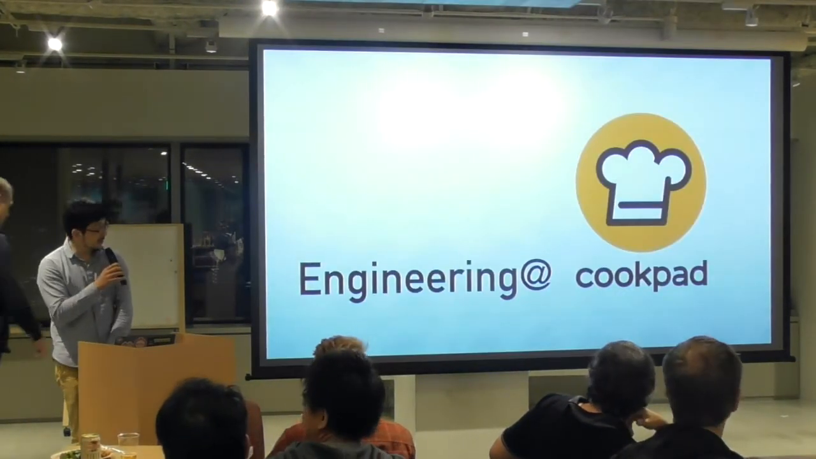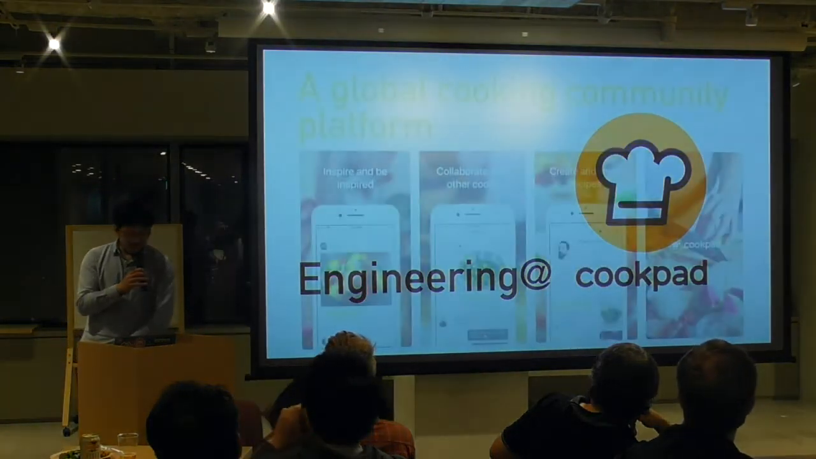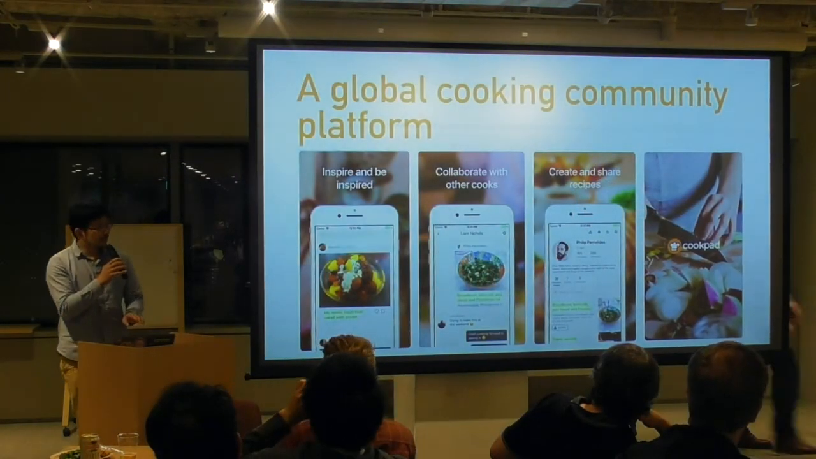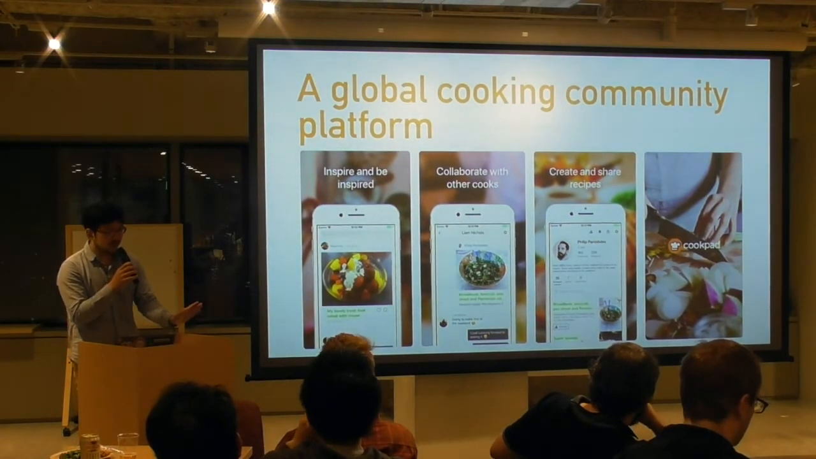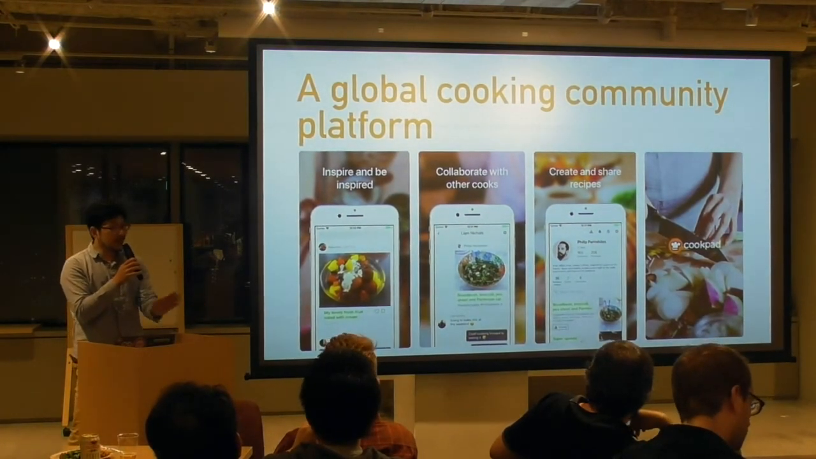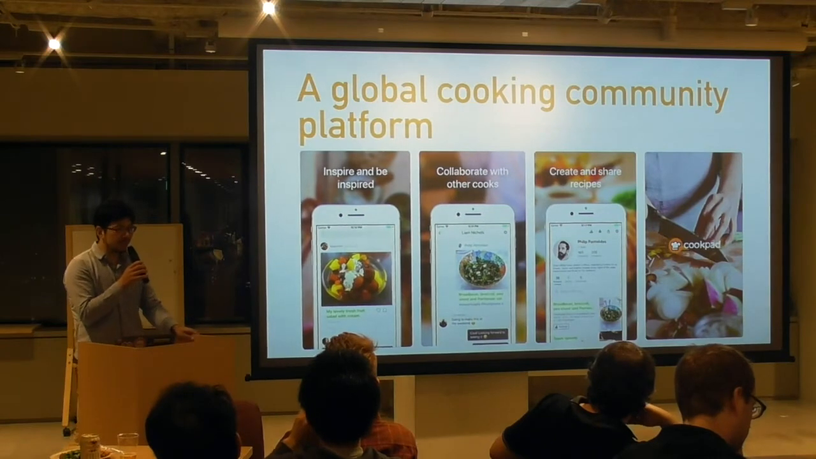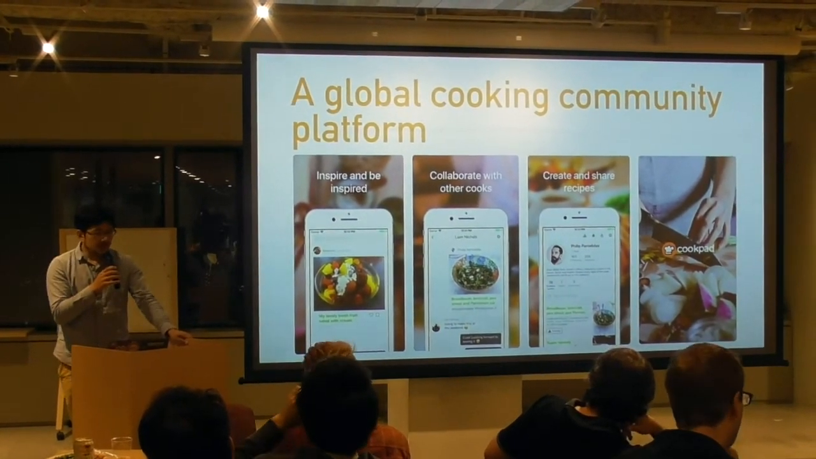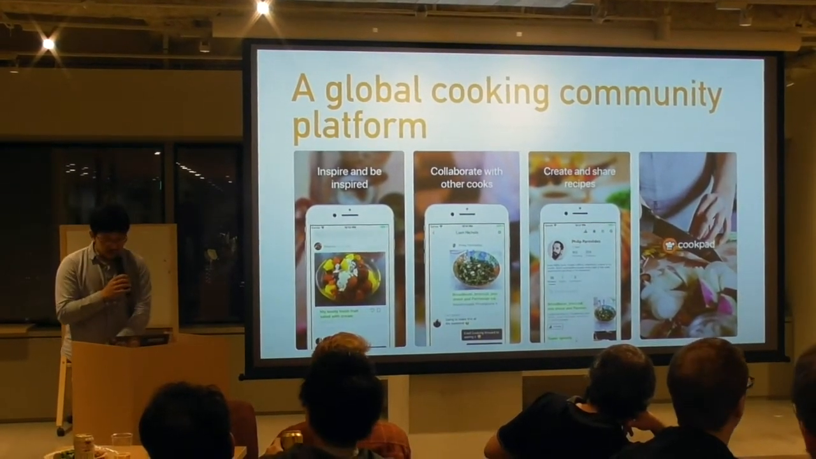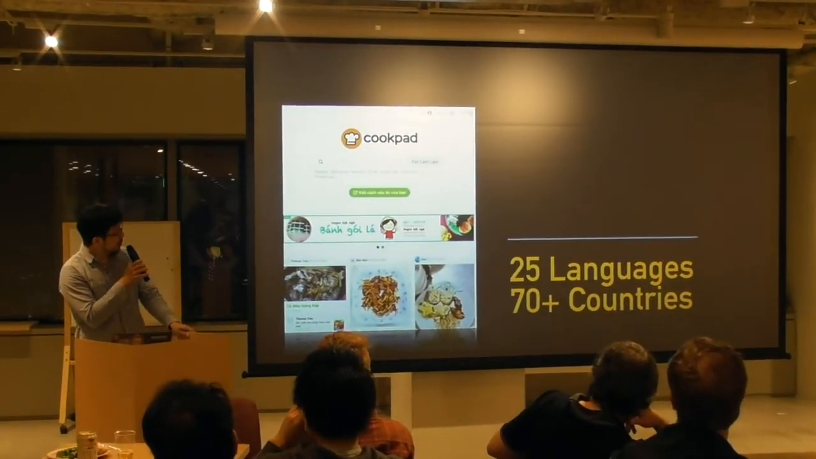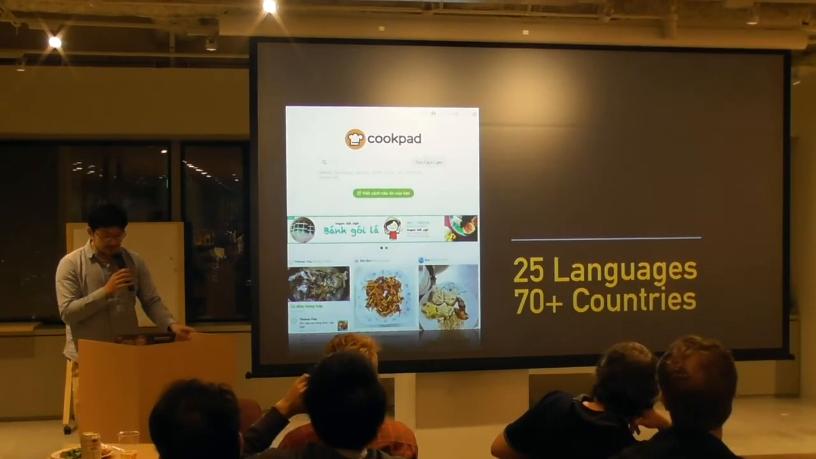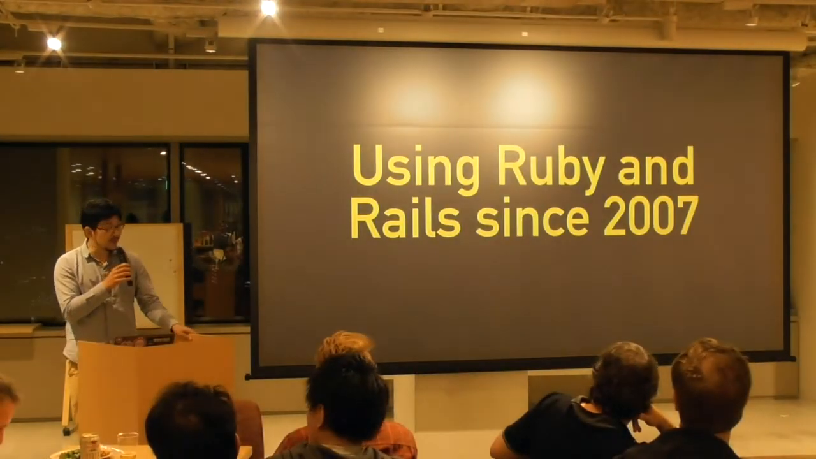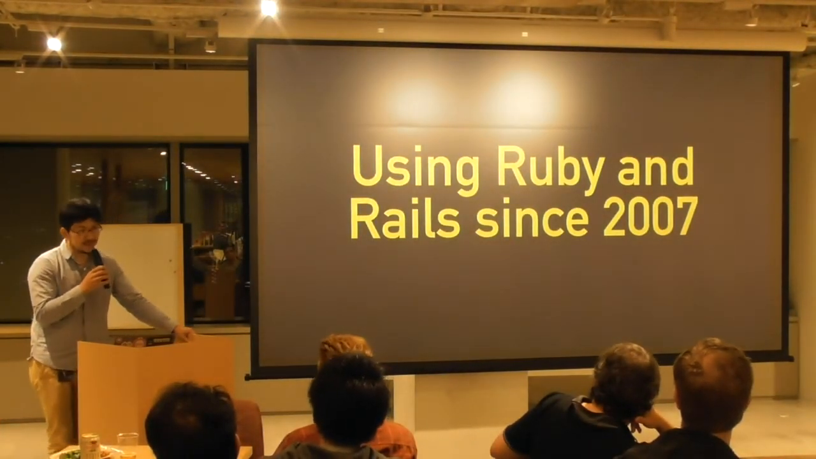I'm an engineering manager at Cookpad, and we haven't really done an introduction of Cookpad, but we're a big service in Japan, and we also have an international service as well, and it's currently available in 25 languages in 70 plus countries. So this particular one's Vietnamese. And we've been using Ruby on Rails since 2007.